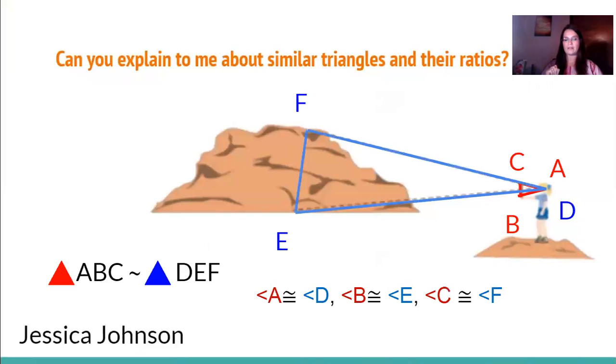The corresponding legs of the triangle go as follows. AB corresponds with DE, and BC corresponds with EF, and AC corresponds with DF.